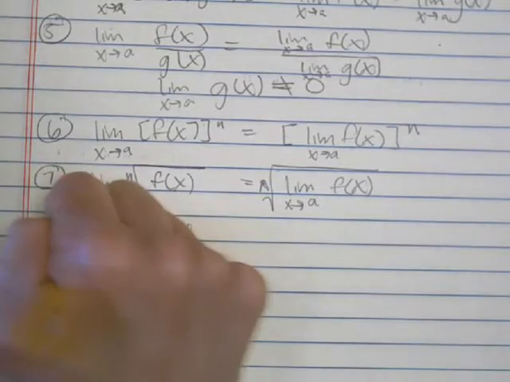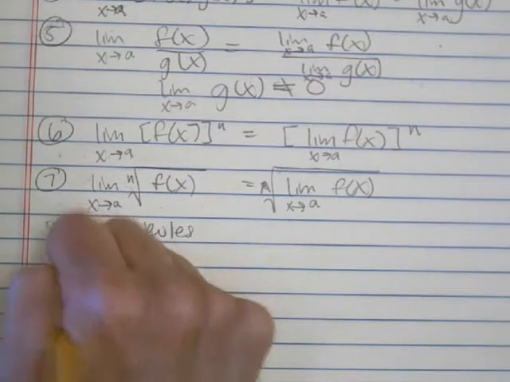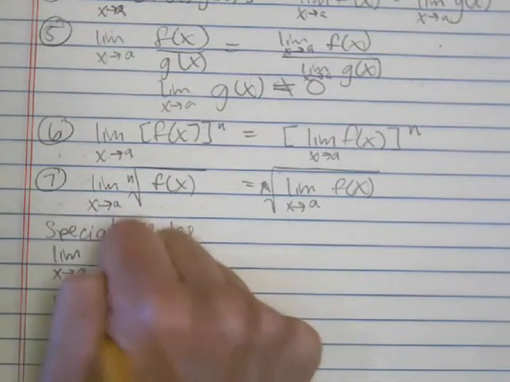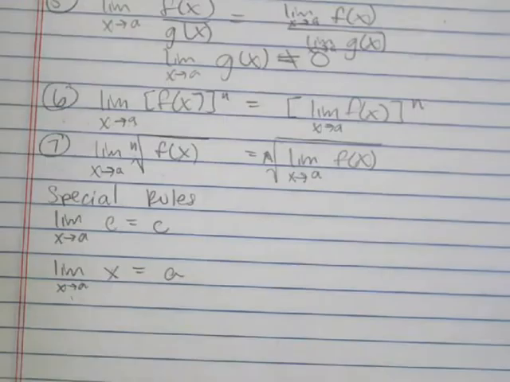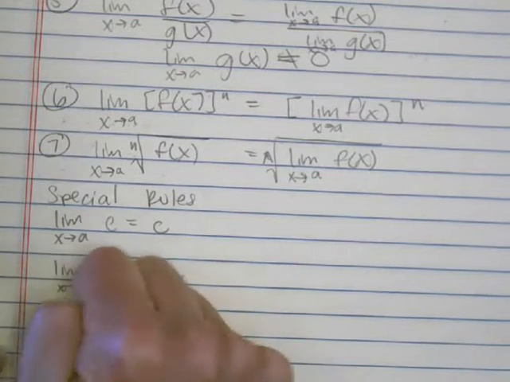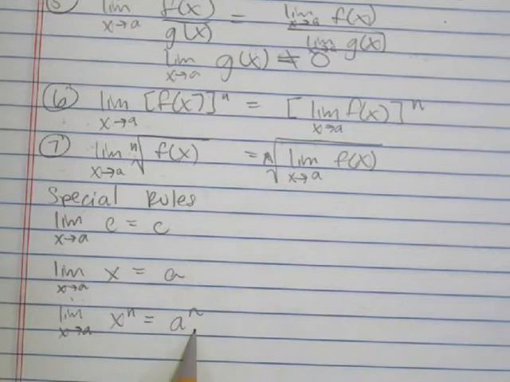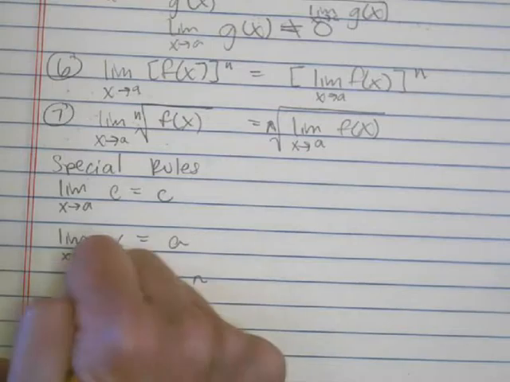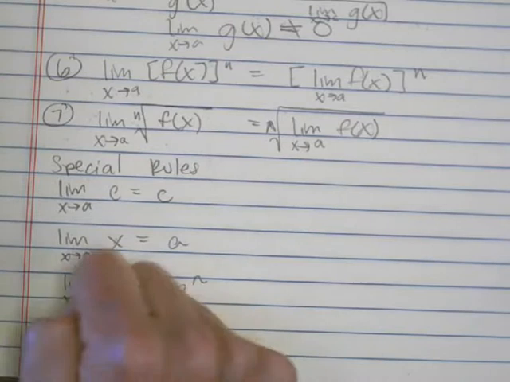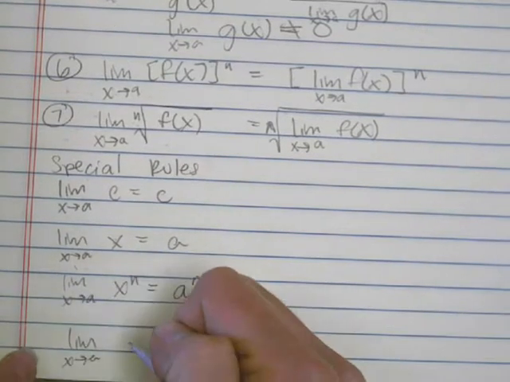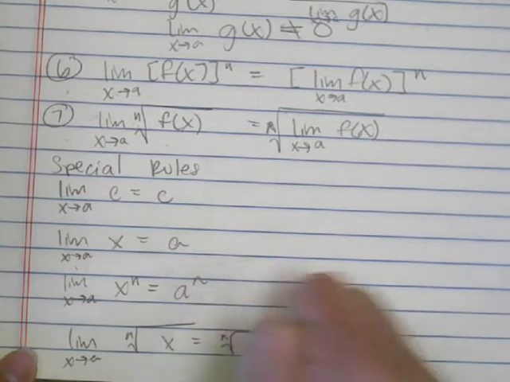If you take the limit of a constant c, you get the constant. If you take the limit as x goes to a of x, you get a, because you just plug in a. If you take the limit as x goes to a of x to the n, you get a to the n, because you can plug in a. And lastly, if you take the limit as x goes to a of the nth root of x, you get the nth root of a.